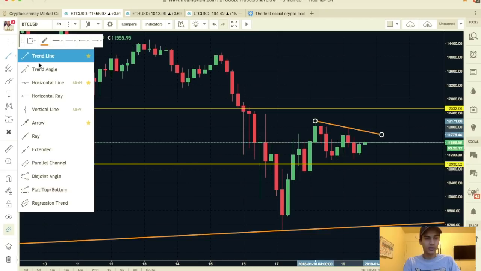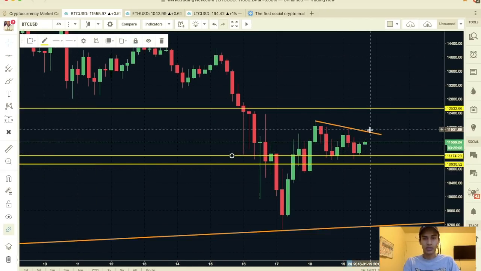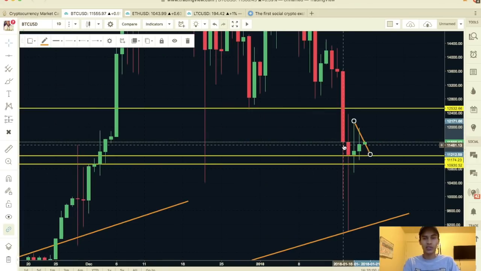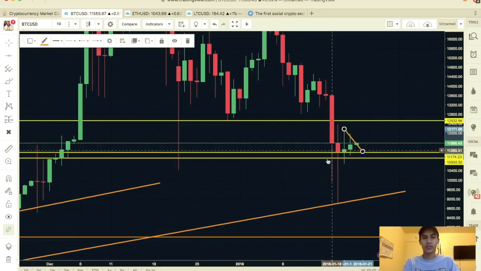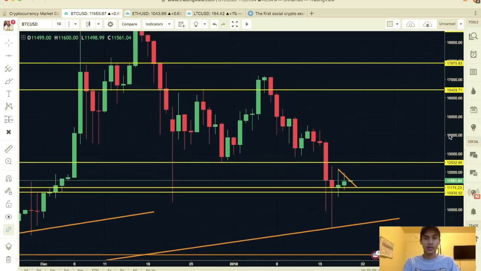Oops, sorry, wrong line. I see a nice little double bottom here. So it looks like we could have a possible nice little triangle forming. Could see a nice little possible breakout towards the upside, or who knows, maybe even the downside. The daily doesn't show any signs of continuing down. We just have a lot of wicks here, so it looks like we did find support. So I am expecting a push towards the upside, but who knows?